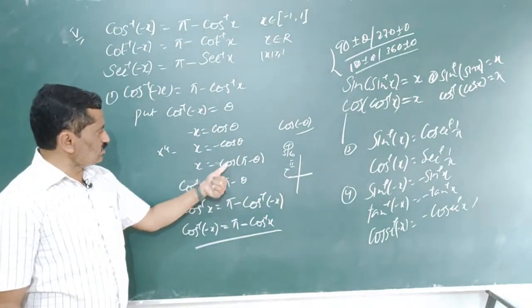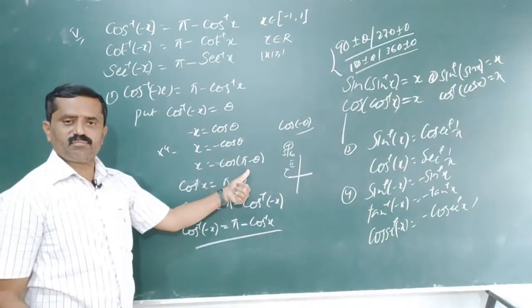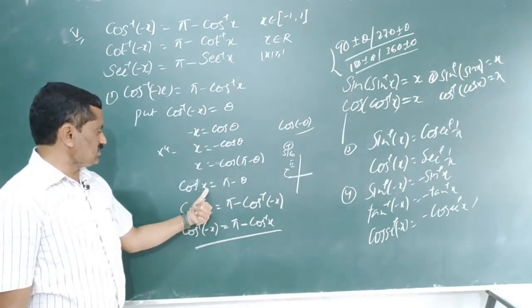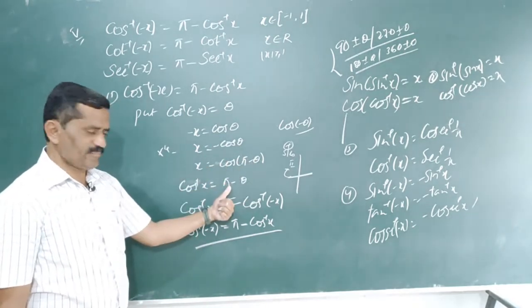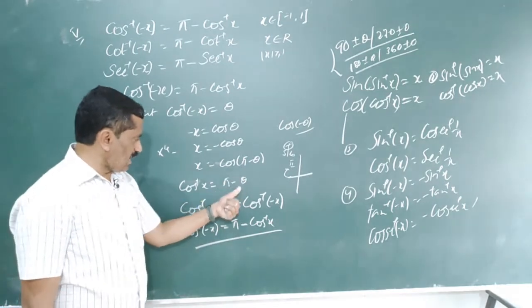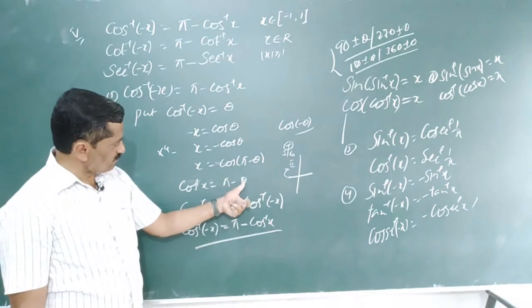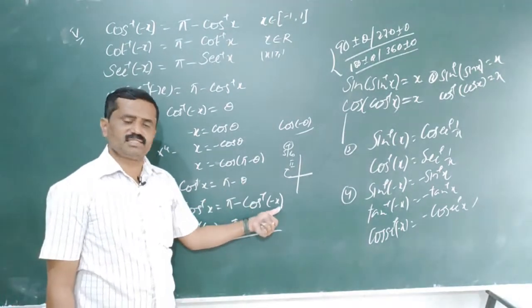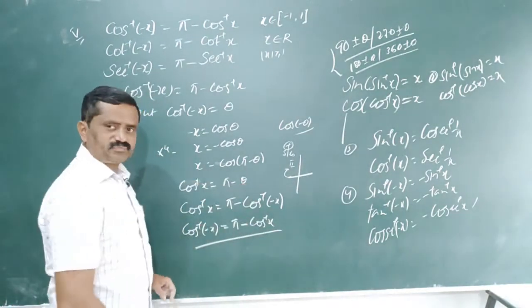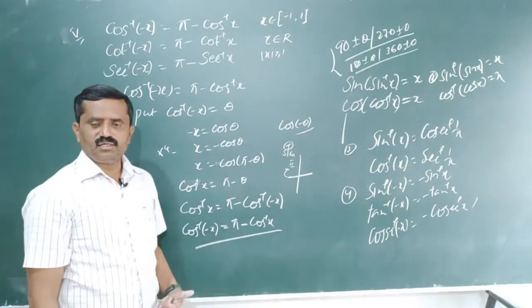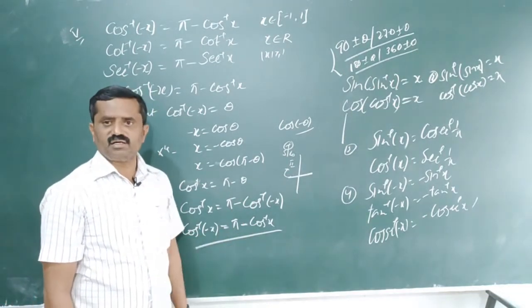x is equal to cos of pi minus theta. Again, bring the cos to the LHS: cos inverse of x is equal to pi minus theta. Now resubstitute the value of theta. That is, cos inverse of x is equal to pi minus cos inverse of minus x. Interchange the terms. Therefore, cos inverse of minus x is equal to pi minus cos inverse x.